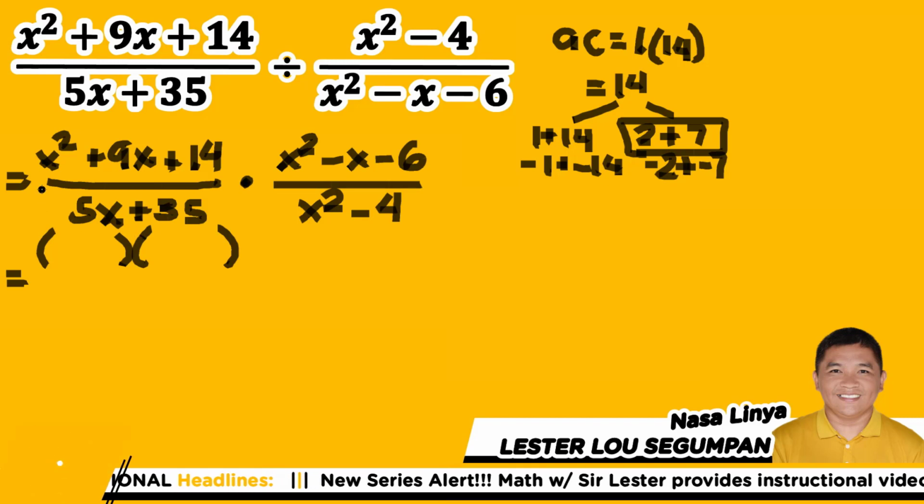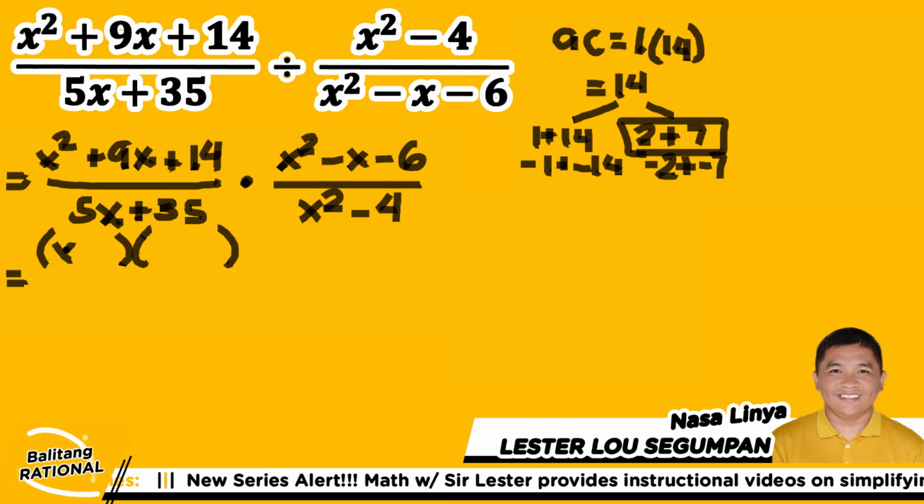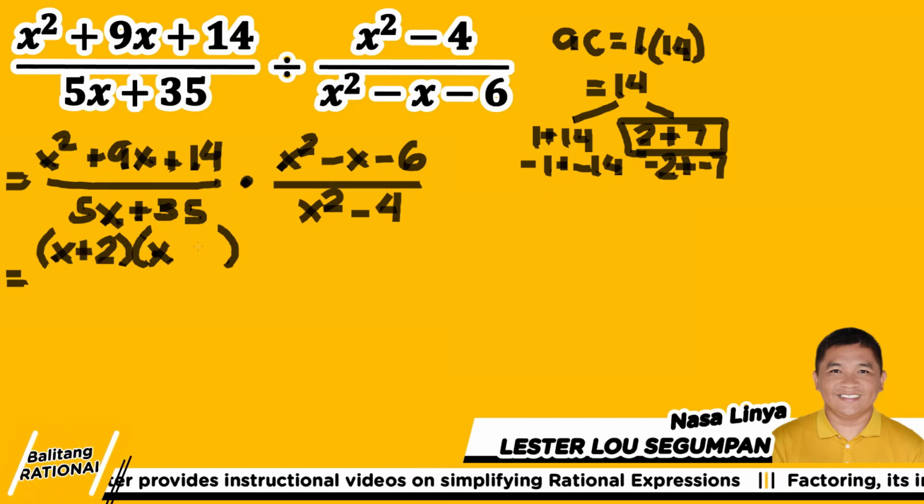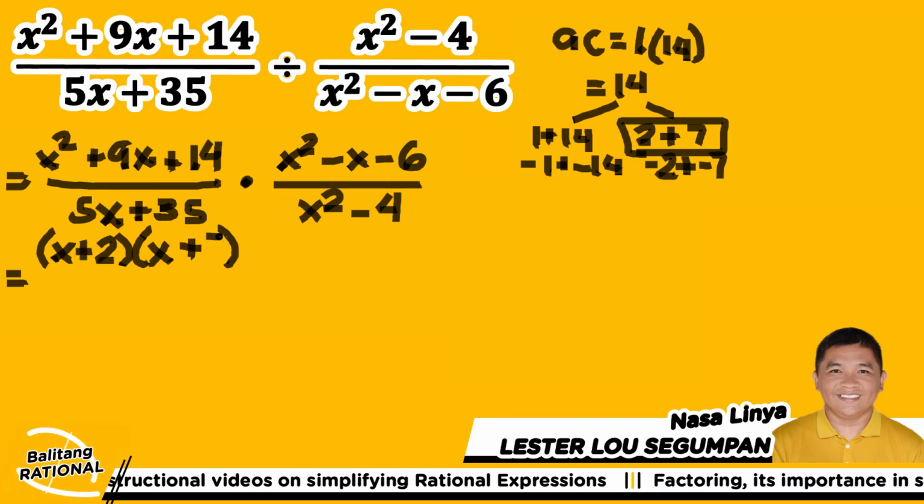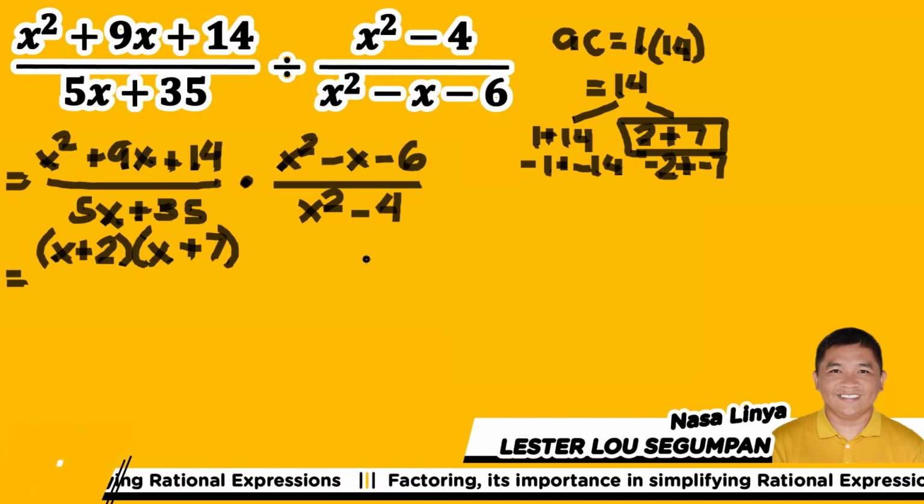So that would mean our factors for our numerator here would be a pair of binomials using this concept. Square root of the first term, x here, and we simply add the coefficients. You have plus 2 and plus 7. These are now the factors of the numerator of our first rational expression.